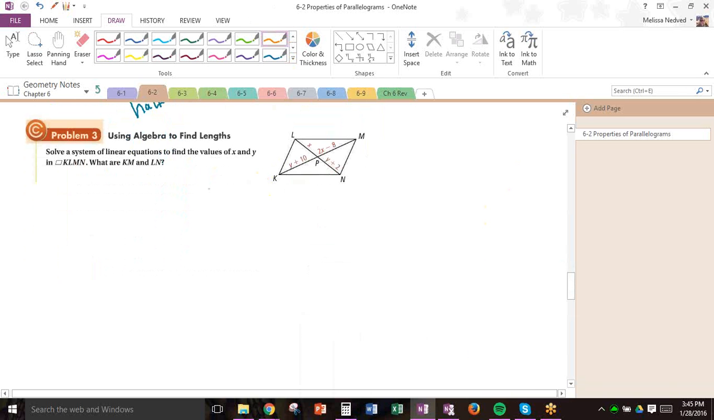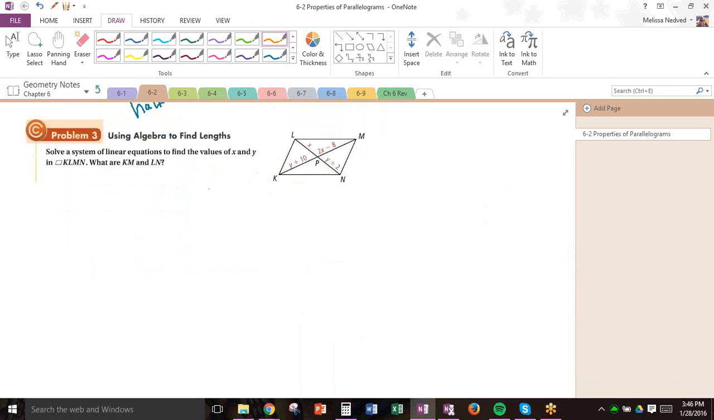It says we're going to need to solve a system of linear equations. I just talked about that. To find the values x and y of parallelogram KLMN. So again, we're told it's a parallelogram, so I know I can apply those properties we've been talking about. And I'm asked to find KM and LN.